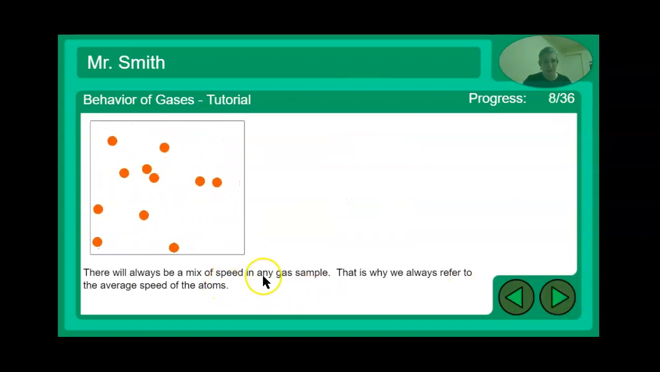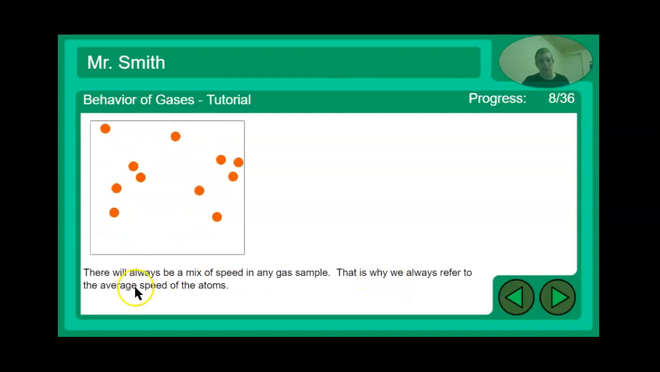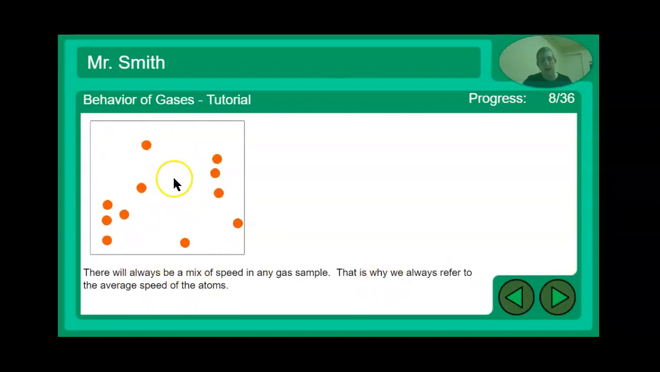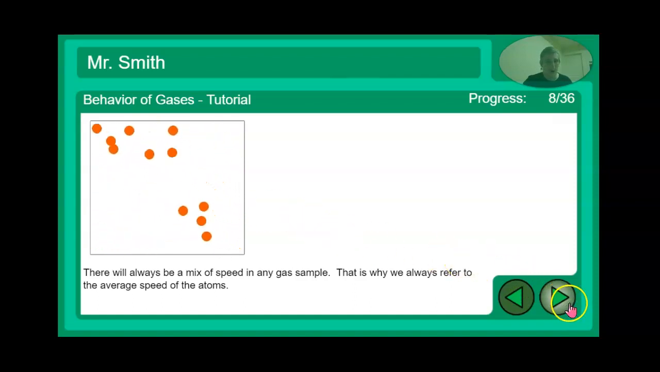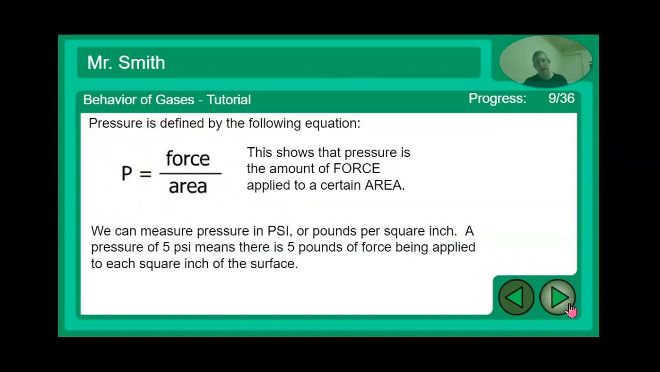There will be a mix of speeds in any gas sample. That is why we refer to the average speed of the atoms. And that speed is pretty high, about 1,000 miles an hour. So this doesn't really even show the accurate speed. And all those collisions create pressure.